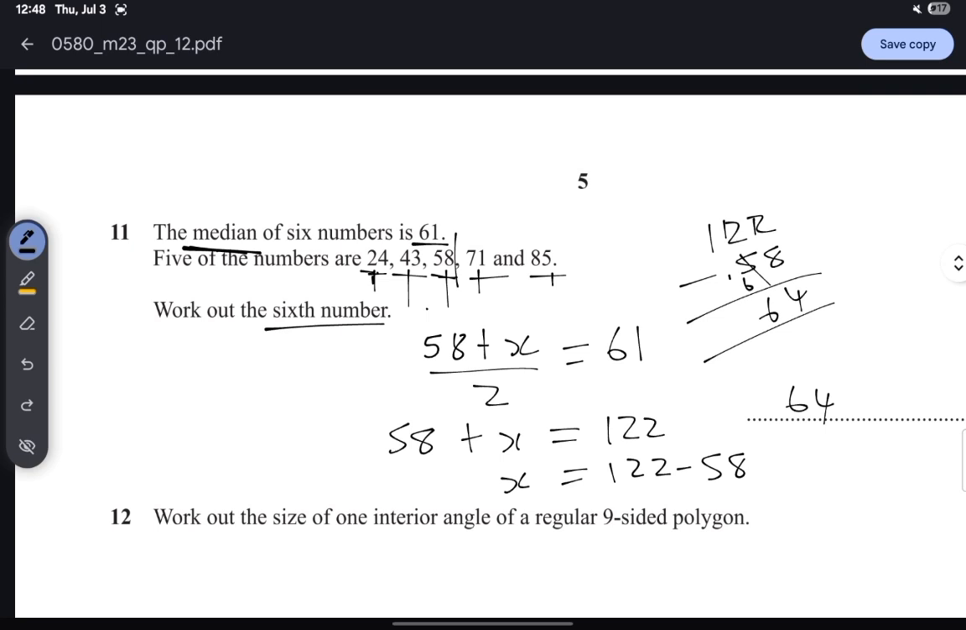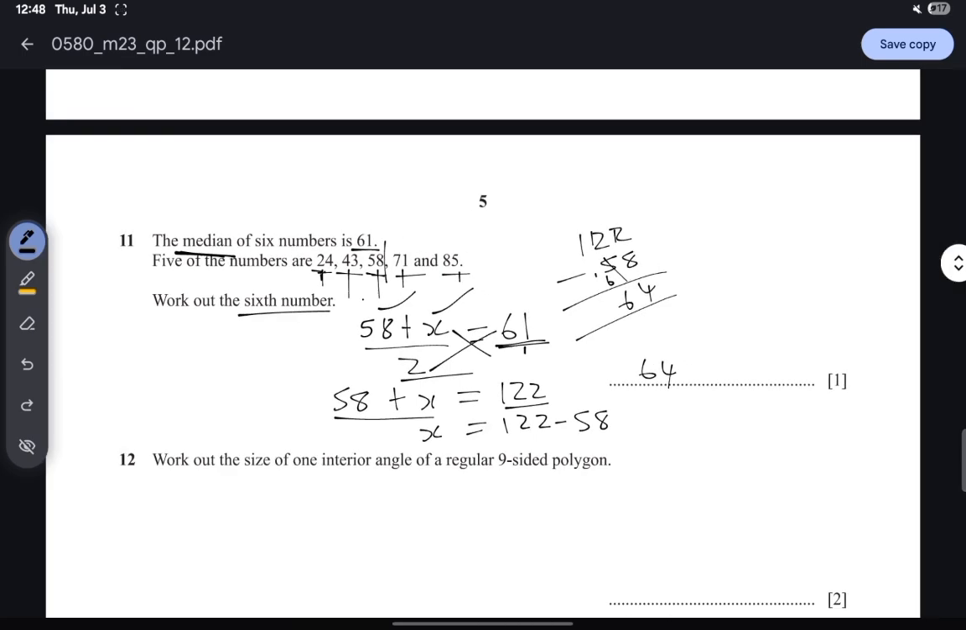Because 58 is the central number for these five numbers. So we're saying 58 plus a certain number divided by 2 gives us 61. And whenever we're faced with a situation like this, we cross multiply. So this 58 and x times 1 will give us this, and this times 2 will get this, right? Then we finish the rest of the working and we'll get 64, right?